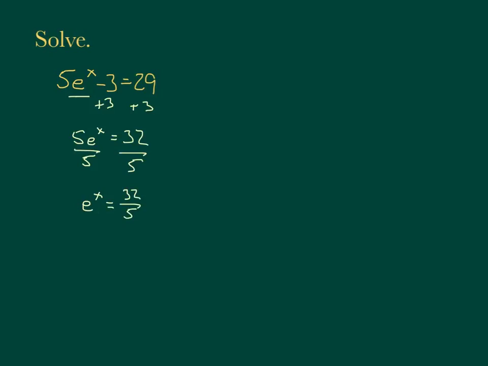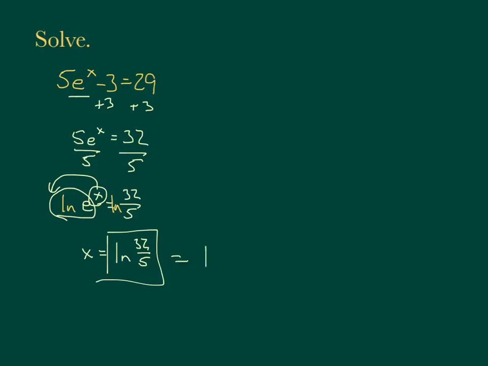Now we can take the log of both sides, or the ln of both sides. If we take the ln of both sides, the ln of e will cancel and leave us with an x. You can think about dropping that exponent down in front, if that helps, that would be fine. And we're left with the ln of 32 fifths. If we wanted an exact answer, this would be it. If we wanted an approximate, we could punch that into our calculator and get an approximate of 1.856 rounded to 3 decimal places.